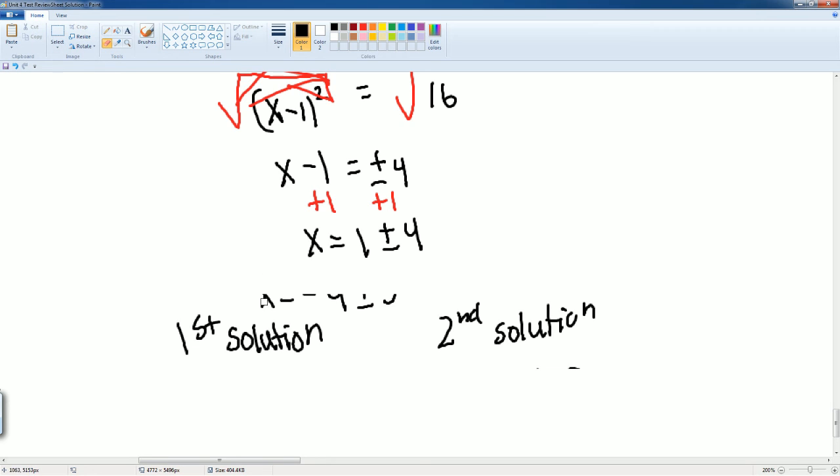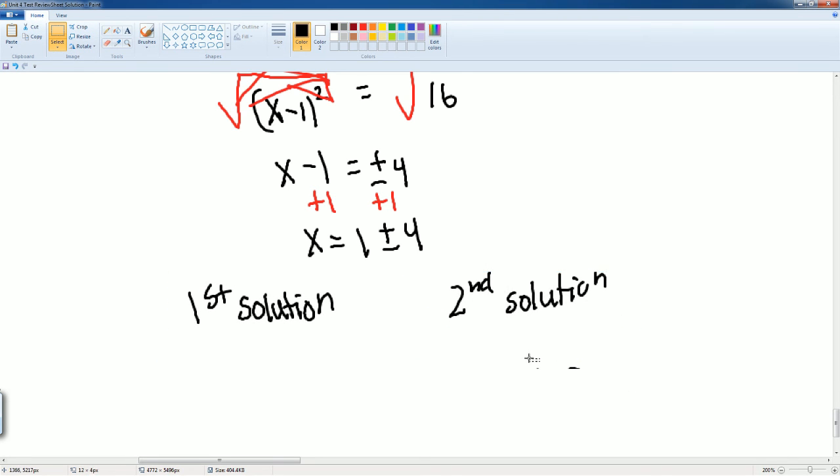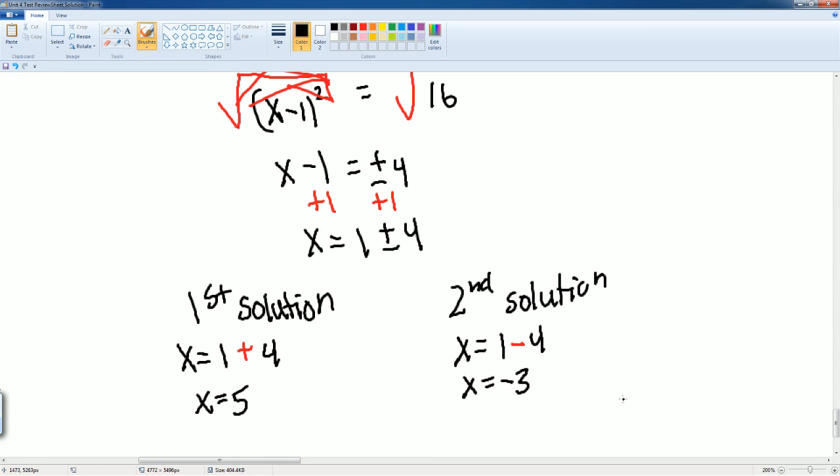The first one is going to be x is equal to 1 plus 4. Then your second one is x is equal to 1 minus 4. So 1 plus 4 gets you a 5, and x is equal to 1 minus 4 gets you a negative 3. So your solutions are x equals 5 and x equals negative 3.